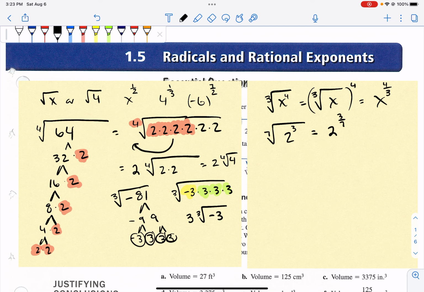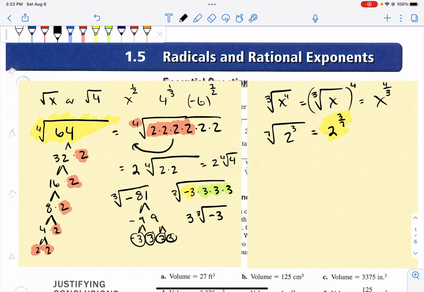Now, what's nice about this year is you can plug that into your calculator. I'll show you how in class. You can plug this into your calculator. Most of these problems, when it wants a value, you're going to be able to plug it into your calculator and get a value.